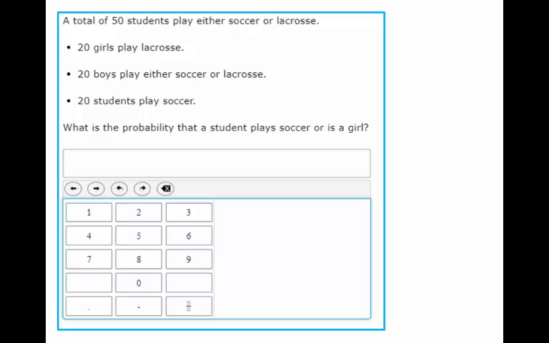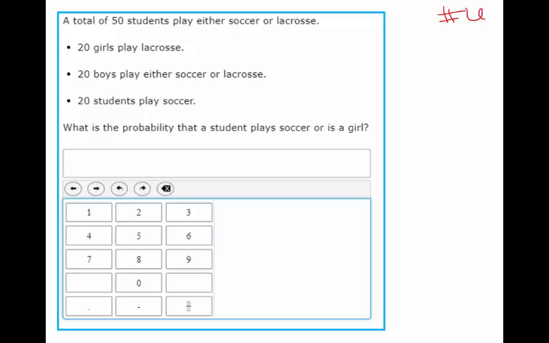Hey, we are going to go ahead and take a look at number 6. So in this video, we'll take a look at a few more problems together, starting with number 6 from your practice test. It says a total of 50 students play soccer or lacrosse, 20 girls play lacrosse, 20 boys play either soccer or lacrosse, and 20 students play soccer.